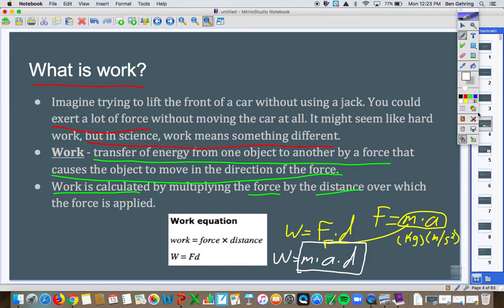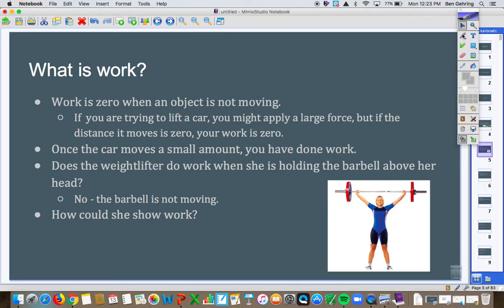All right, now let's put this into practice. But before that, let's talk a little bit more about concepts. Work is zero when an object isn't moving. Any object that's not moving, no matter what's happening to it, there's no work being done. So again, if we're trying to lift a car, we apply a large force, and if the car doesn't move, our work is zero. Or you push on a car that's got its brakes locked, and the car doesn't move, work is zero.